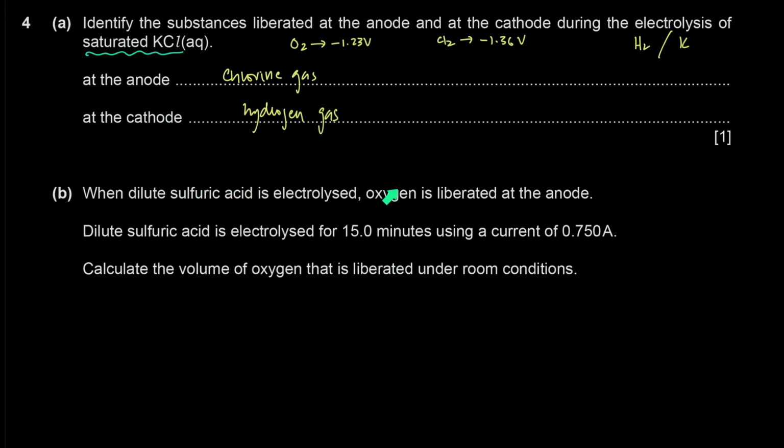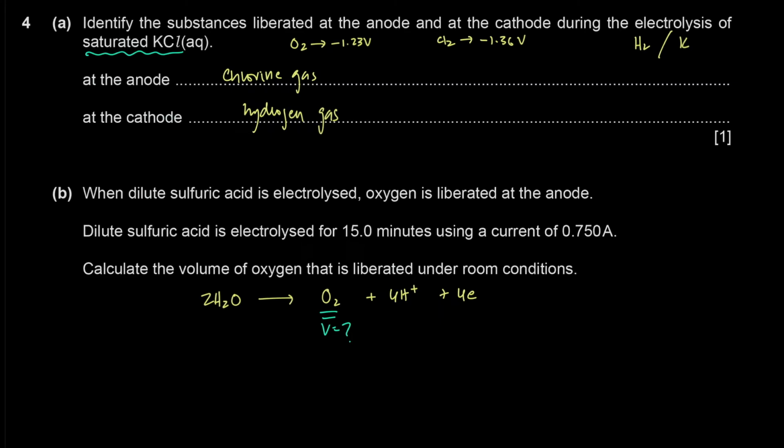When dilute sulfuric acid is electrolyzed, oxygen is liberated at the anode. Dilute sulfuric acid is electrolyzed for 15 minutes using a current of 0.750 amperes. Calculate the volume of oxygen that is liberated under room conditions. Now here, for the liberation of oxygen gas, we have the following half equation: 2H2O gives oxygen gas plus 4H plus 4 electrons. And we want to know the volume of oxygen gas produced under room conditions. Given the charge, we can figure out the number of moles of electrons, and from that the number of moles of oxygen gas and therefore the volume.